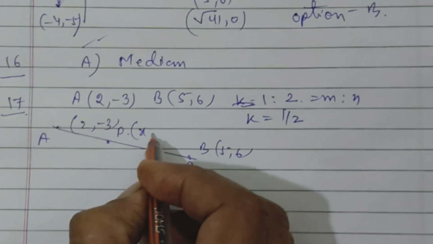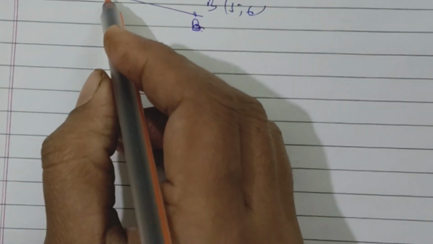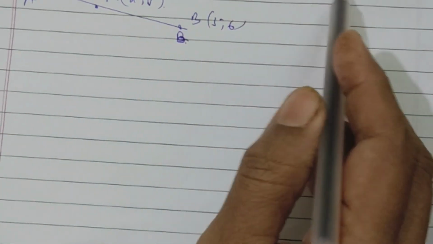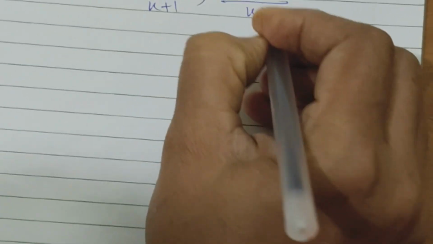We have to find the coordinates of P. As you know, the point whose coordinates we need to find is P, and the ratio is given, then by the ratio formula you know P(x, y) is given by (k x2 plus x1) by (k plus 1), (k y2 plus y1) by (k plus 1).